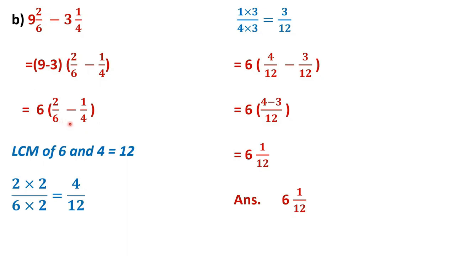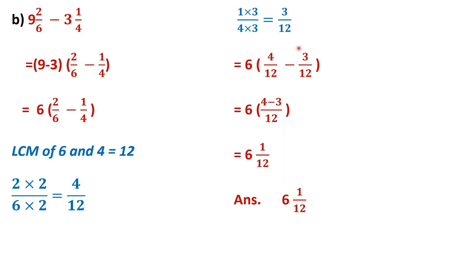Now we have made these two fractions the like fractions, which are equivalent to these two. Okay, so 6 is written here as it is, and now the equivalent fraction of 2 by 6 we have got here, 4 by 12. So we have written here minus, 1 by 4's equivalent fraction is 3 by 12. So we have written it here.